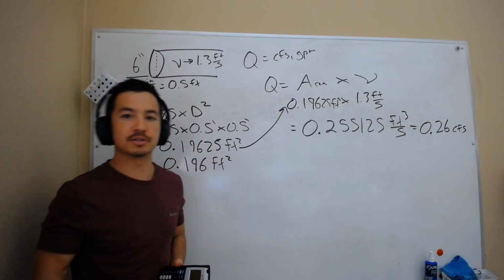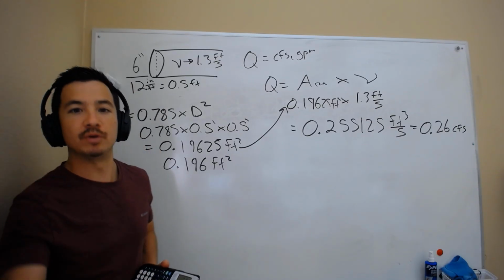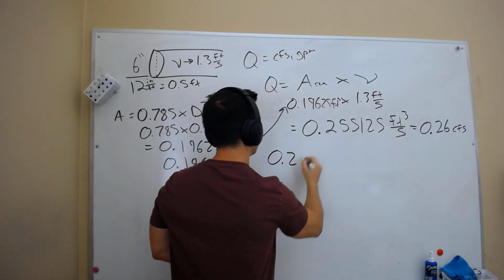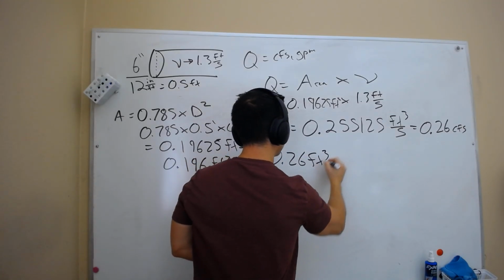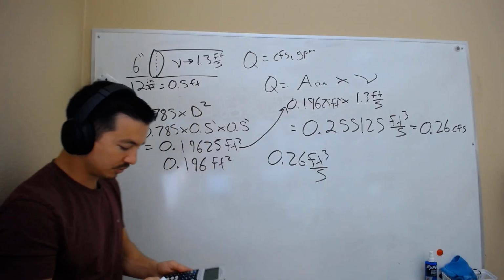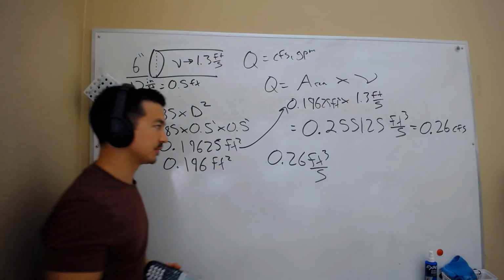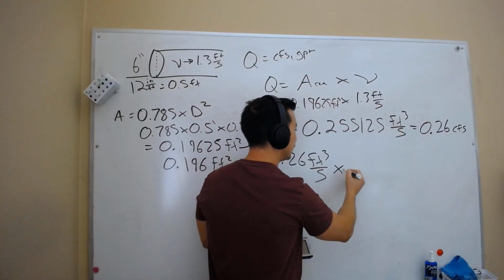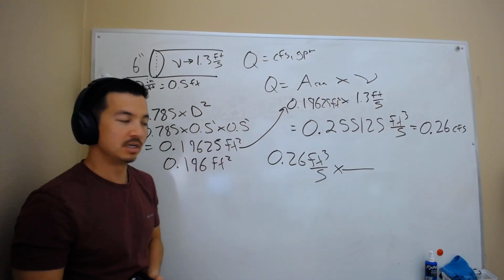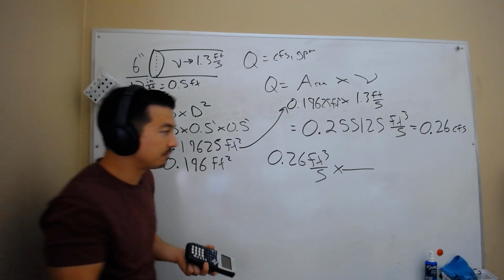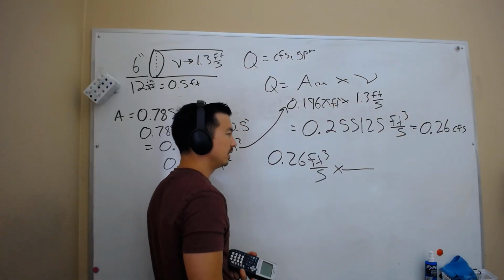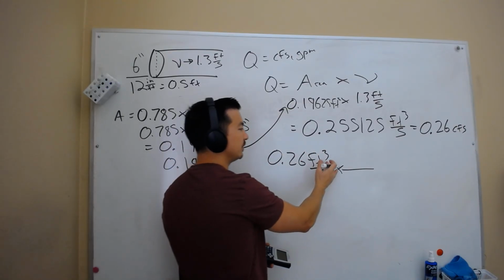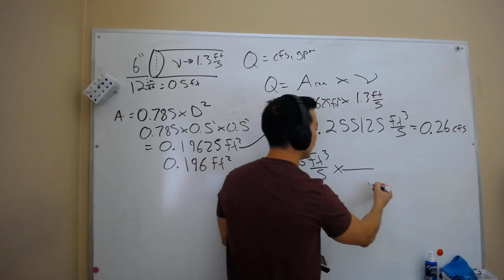What if we want to report our answer in GPM, in gallons per minute? Well, we need to convert. I'll use the 0.26 for ease of writing, cubic feet per second. Now I need to convert to gallons per minute. First let's take care of the volume component and then we'll take care of the time component. First thing I'm going to do is set up my conversion factor. I need to get rid of cubic feet. Whatever I'm getting rid of needs to go on the opposite side of my conversion factor. So cubic feet is up top on this side, so it's got to go down below.